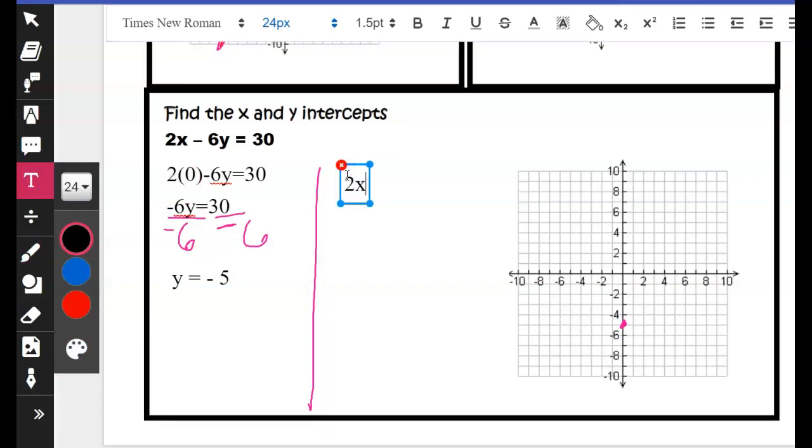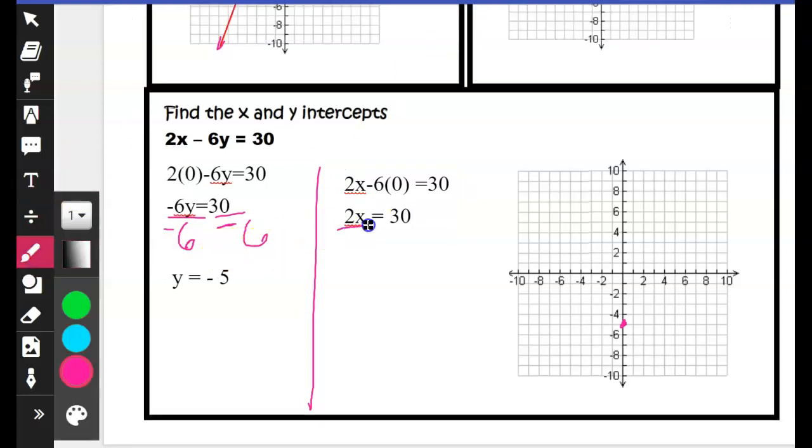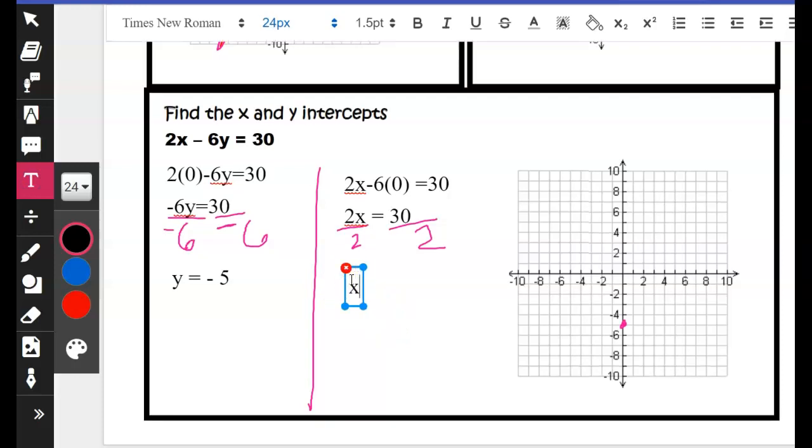To find the x-intercept, the y has to be equal to 0. And so that's going to be 2x minus 0 equals 30, because 6 times 0 is 0. When you subtract 2x minus 0, that's just going to be 2x. Divide both sides of the equation by 2, and so x is going to equal 15.